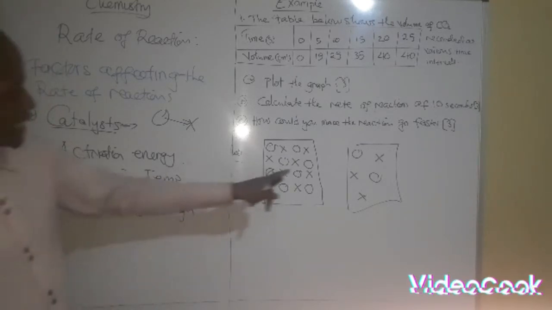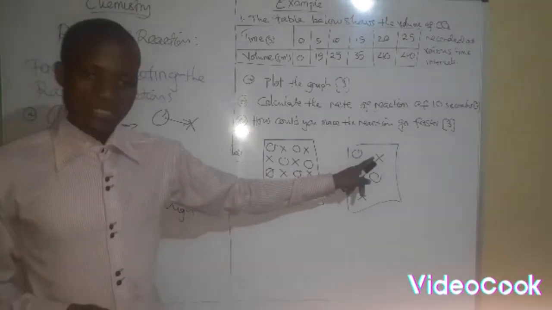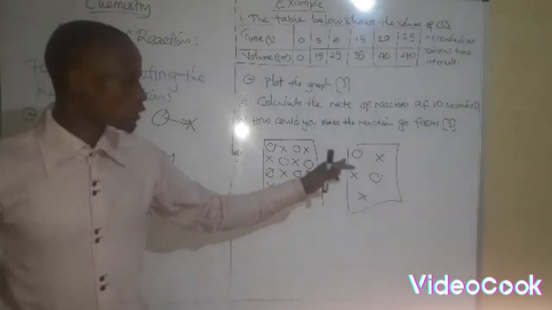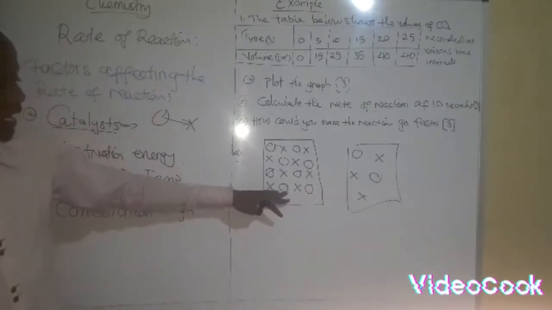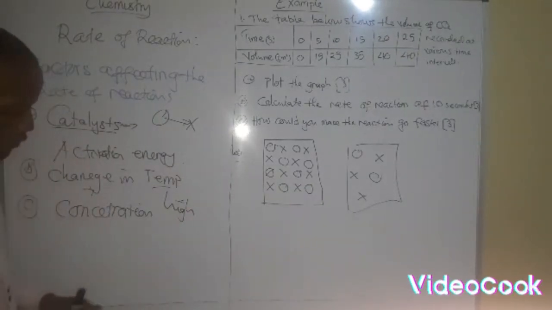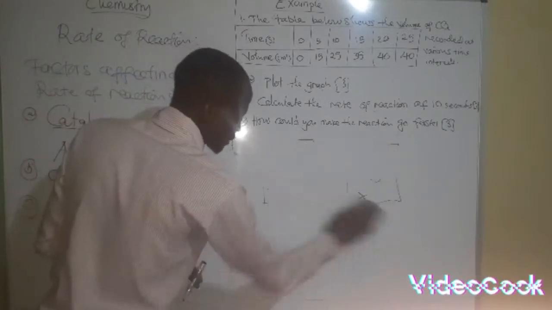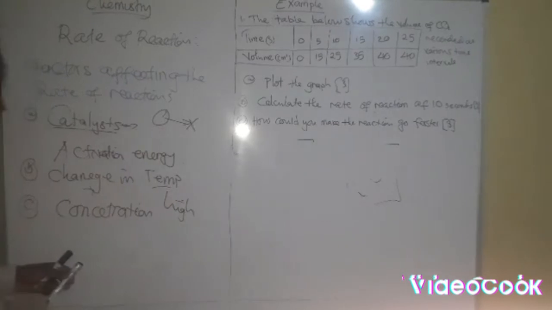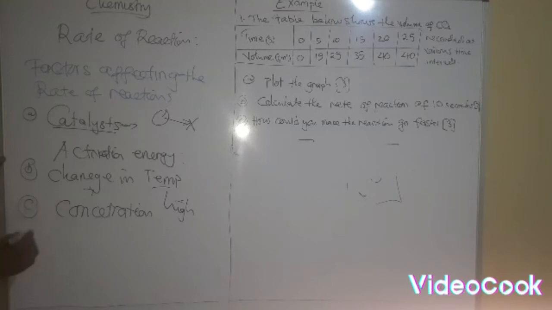Whereas where there is less concentration, particles will be traveling quite a long distance for them to meet. So when the concentration is low, the rate of reaction is lower as well. When the concentration is higher, the rate of reaction is also higher. So concentration is one of the factors which affect the rate of reaction. Apart from these three factors, the last one I'm going to look at is the surface area.